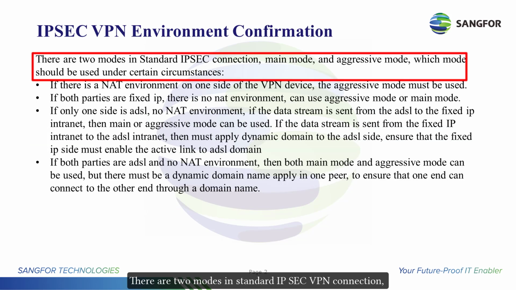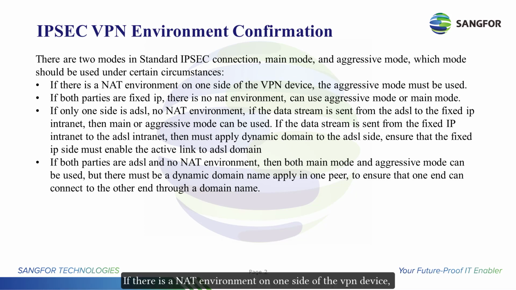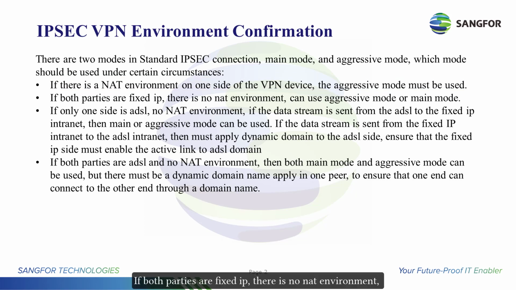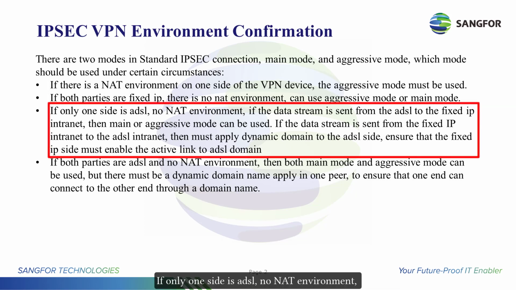There are two modes in standard IPSEC VPN connection, main mode and aggressive mode. Which mode should be used under certain circumstances? If there is a NAT environment on one side of the VPN device, the aggressive mode must be used. If both parties are fixed IP, there is no NAT environment, you can use aggressive mode or main mode. If only one side is ADSL, no NAT environment.